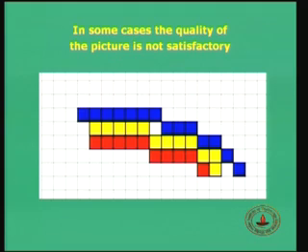In some cases when you draw and we get some results like this, the quality of the picture does not become satisfactory at all.